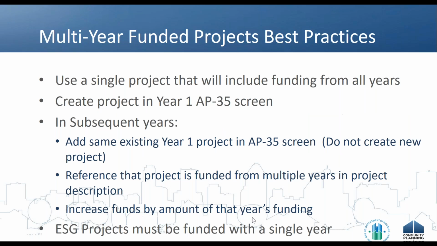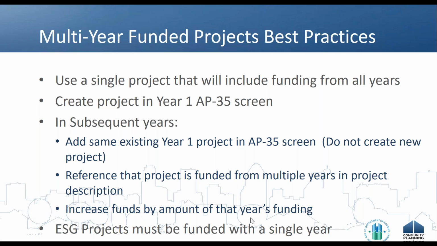So a lot to take in. Let's look at a few highlights from that. So a few takeaways. Again, we can use a single project that will include funding from all years. They will create the project in the year one action plan in the AP35 screen, and then in each subsequent year that the project will continue to receive new funding as part of the action plan, they can go ahead and add the same existing year one project in the AP35 screen. Again, do not create a new project.